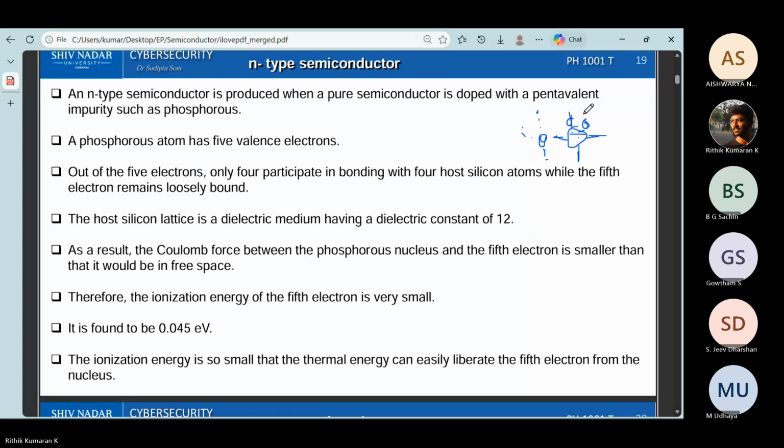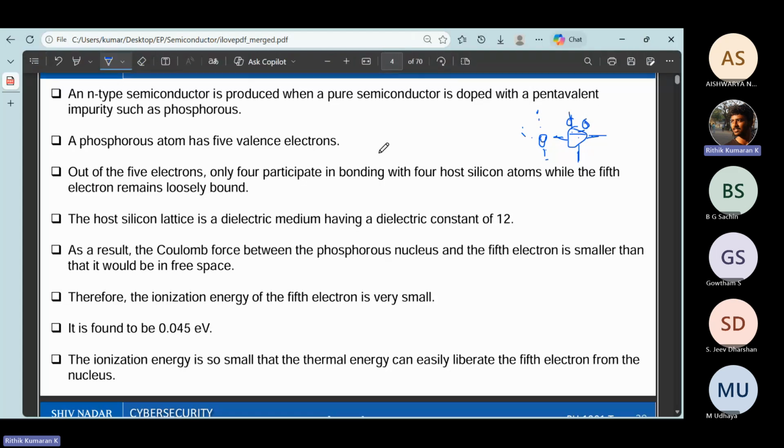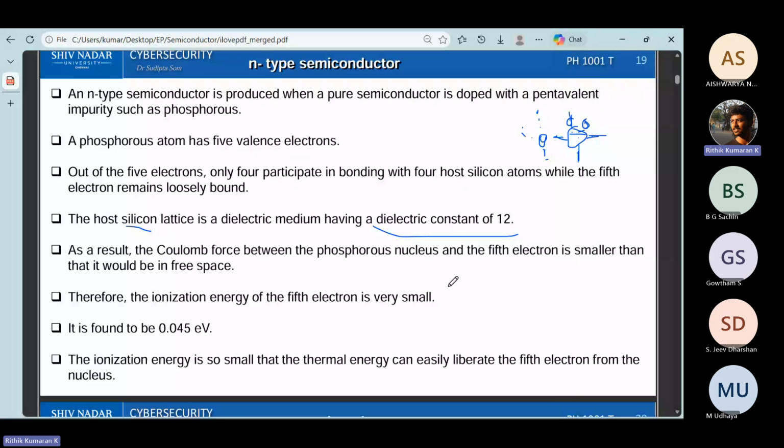To be more on the numeric side, silicon is the host, right? It has a dielectric constant of 12. The force is inversely proportional to the dielectric constant. In vacuum it will be 1, so the force will be strong. But with silicon having a dielectric constant of 12, you are decreasing the force between the free electron and the nucleus of phosphorus by 12 times. So it is much easier to kick off the electron, right? That is in terms of statistics.